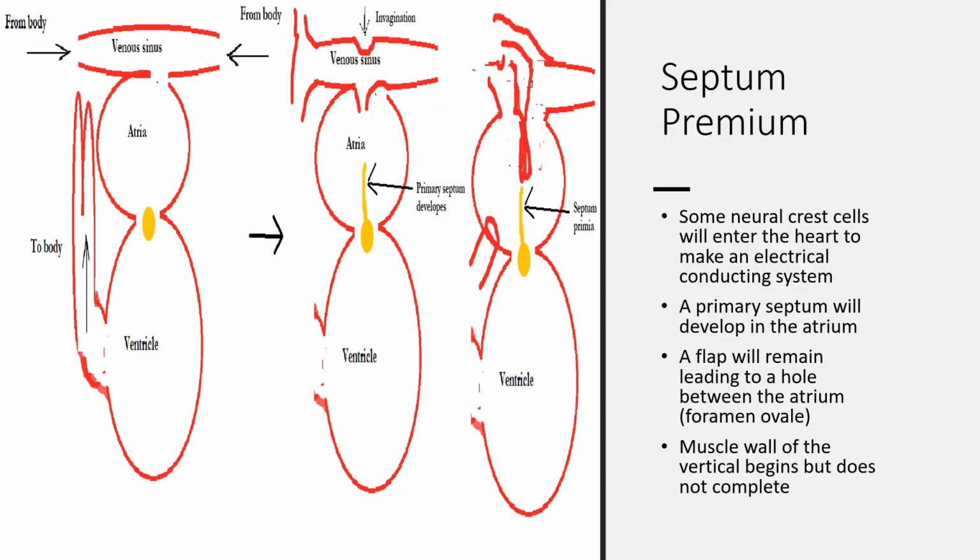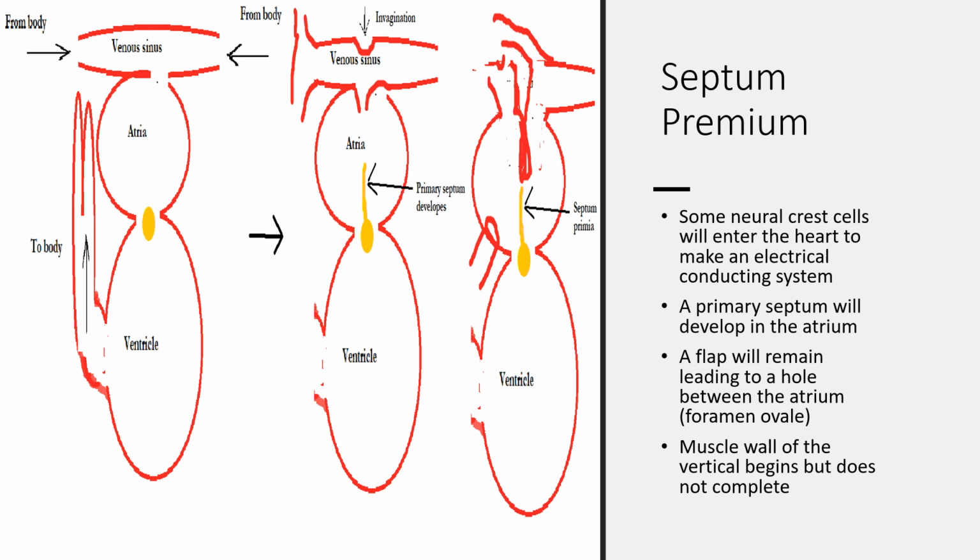Now, what ends up happening is, and I'm trying to use the same pictures, you actually have the development of certain portions of the heart by neural crest cells, and they form something called the endocardial cushion. And the cells start moving up, forming what's called the septum primum, or primary septum. Septum primum, or primary septum, pretty much just means the first septum.